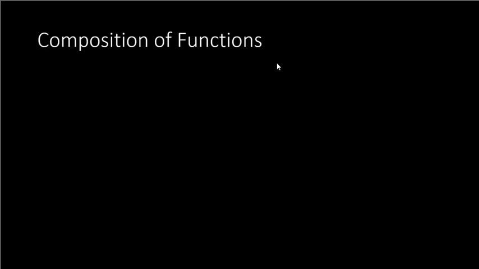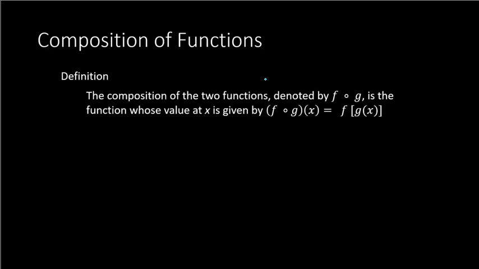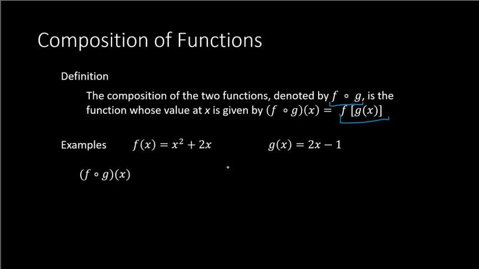Now, one more thing with functions is what we call the composition of functions. The composition of functions is denoted by this expression right here, with a raised little circle in between the f and the g. And this is a function whose value at x is given by f of g of x, and is equal to this right here. So how this works is, for example, if we had two functions, f of x and g of x, and let's say we're trying to find f of g of x.